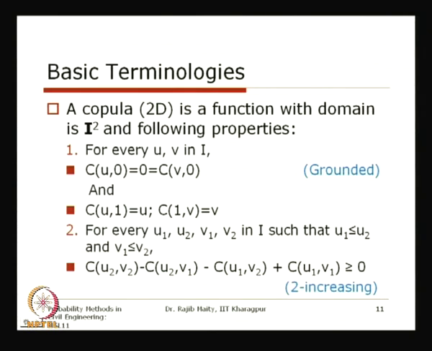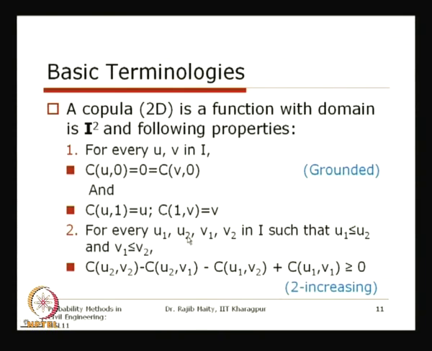So, a copula, and here it is a two-dimensional case, is a function whose domain is I square. Now, I square, as I discussed just a few minutes before, is a two-dimensional plane bounded by 0, 1 and 0, 1, that is, the vertices are 0 0, 0 1, 1 0 and 1 1. So, it should have the following properties. One is that it is grounded: C(u, 0) equals 0 and C(0, v) equals 0. The other is that when one of the arguments reaches its maximum value, C(u, 1) equals u and C(1, v) equals v.